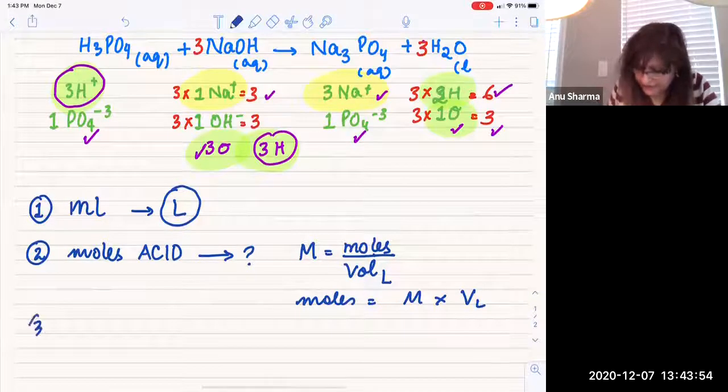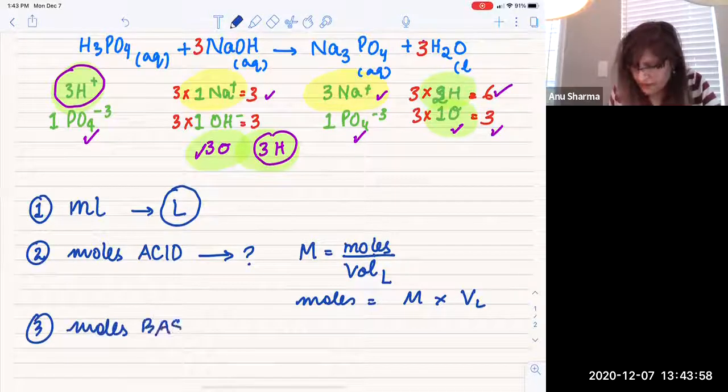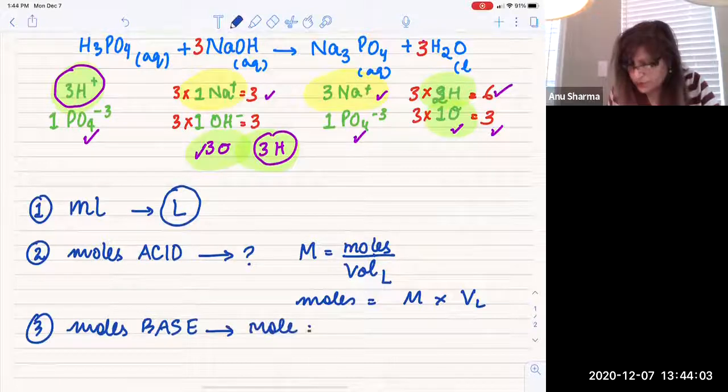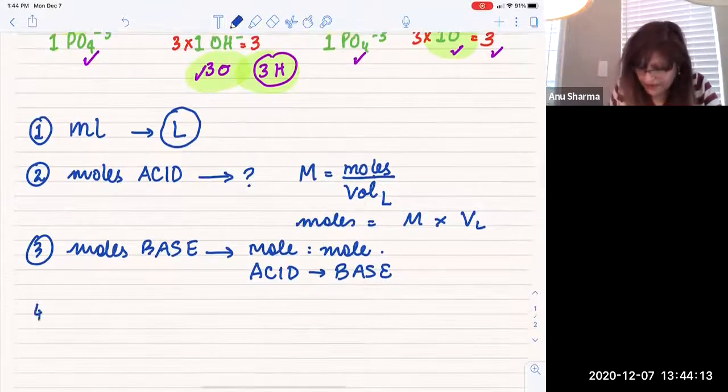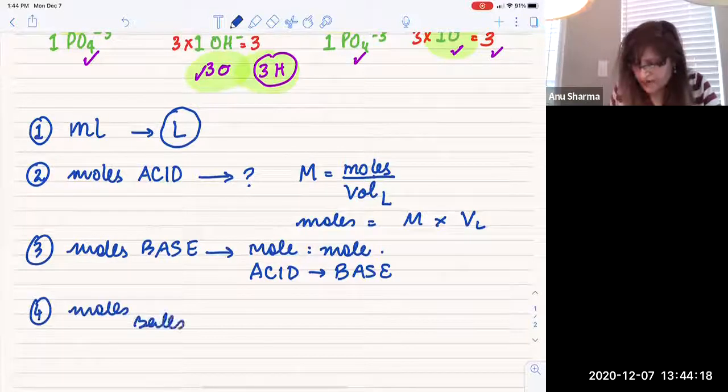Then next thing is you're going to find the moles of the base. And how do you do that? That's where you're balancing the equation. That's where the mole to mole ratio comes into play. The moles of the acid you already know. From that, you can find the moles of the base. So once you have the moles of the base, you can find the molarity.